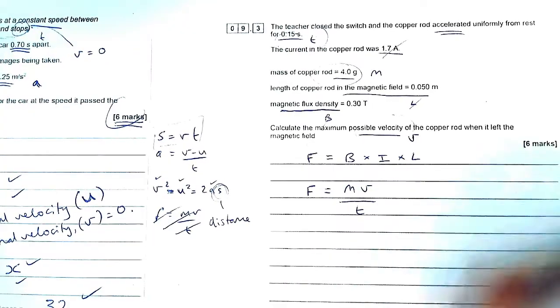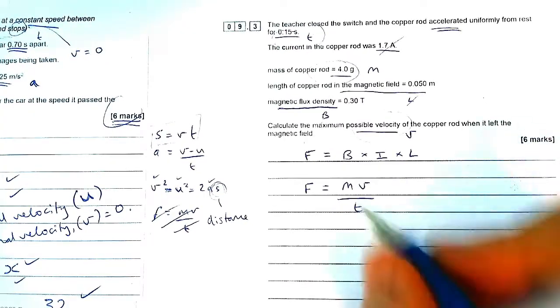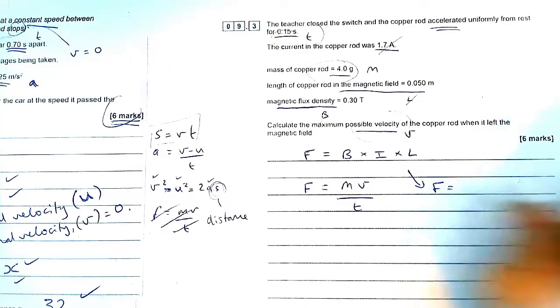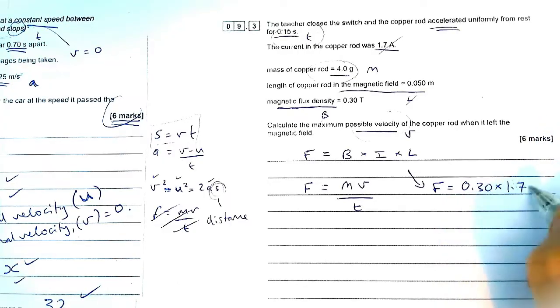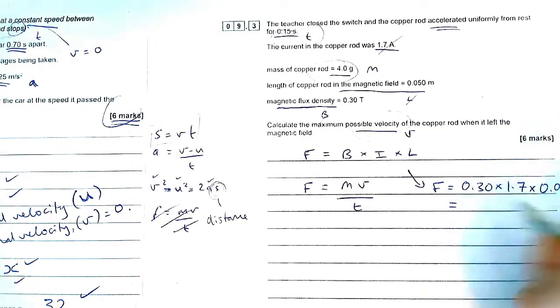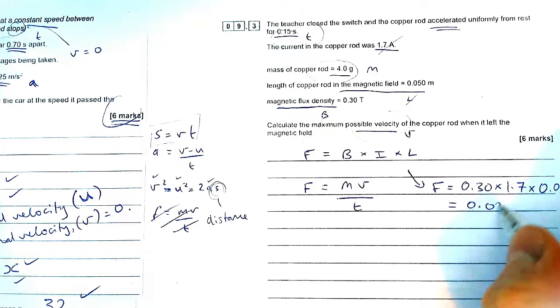So force equals flux density, which is 0.3, times by current, which is 1.7, times by the length, which is 0.05. If you plug all those values in, again, it's quite a small force because we're talking about a wire experiencing a force due to a magnetic field. It happens to be 0.0255 newtons. So that's a couple of marks already sorted.